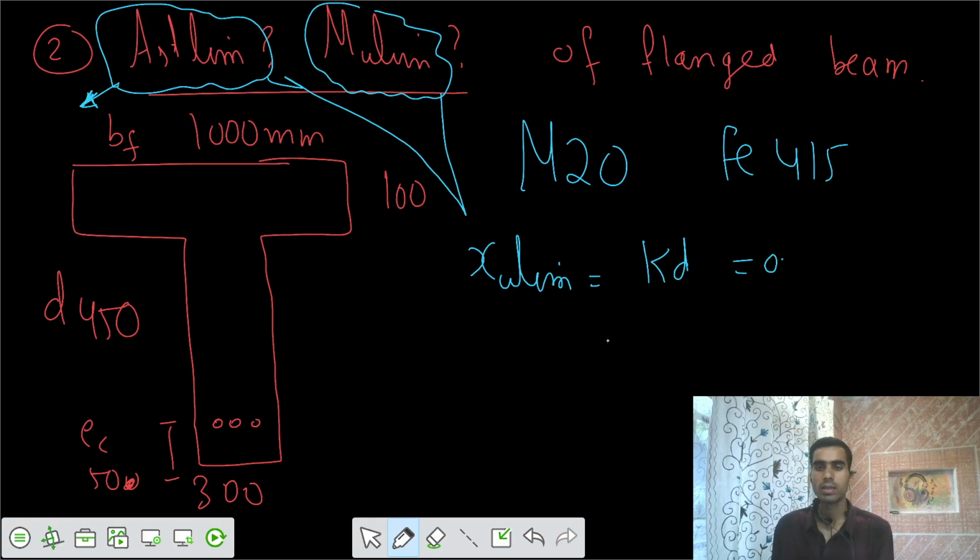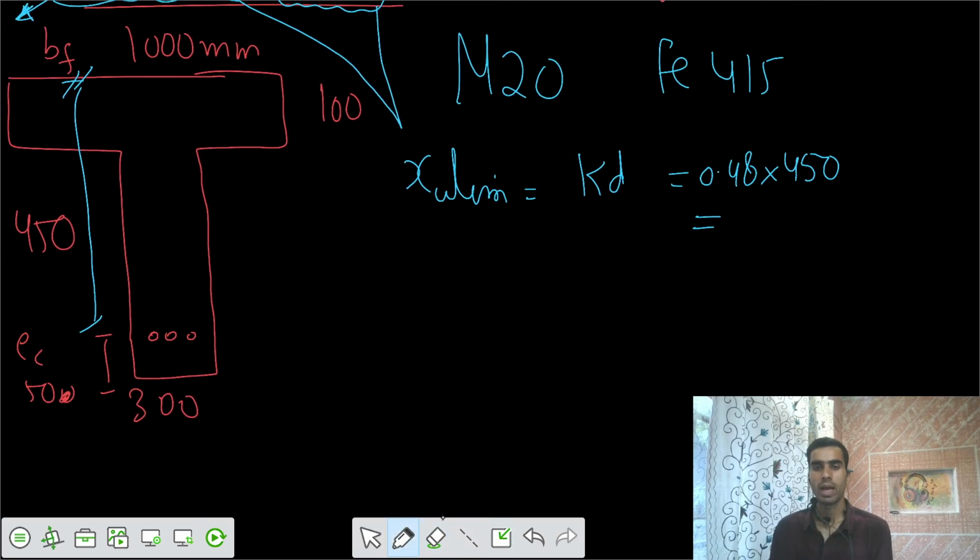Is that 0.48 times 450? Can we say that? Xu limiting equals KD, and that is 216 millimeters. Is 0.48 into 450 equal to 216 millimeters? Yes, that's 216 millimeters. Now we need to say what kind of problem this is.